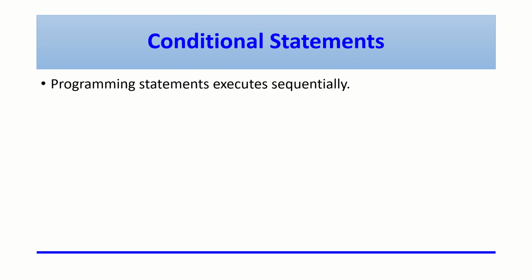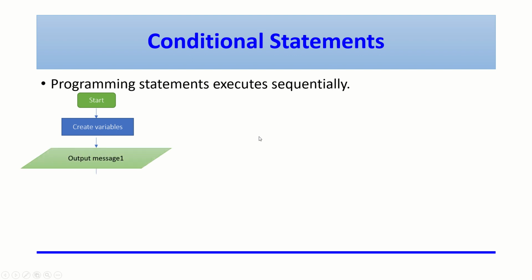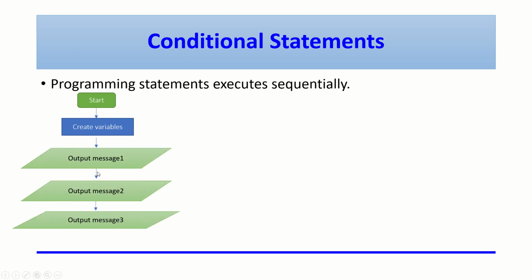So we know usually in programming statements are executed sequentially, right? Starting from the top of the code, we create variables and then an input message or an output message. So there are three messages, and all these messages are executed in a sequential manner, one after another, right? If you want to change this executing order, then we can have the conditional statement. Actually, the requirement of the conditional statements is something like this.